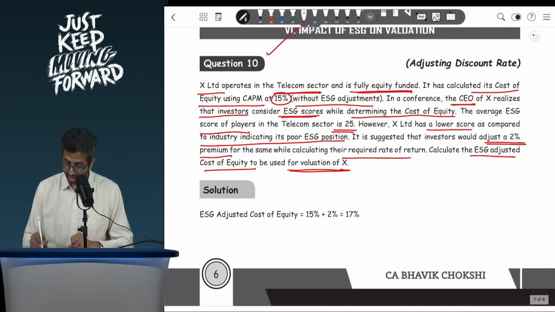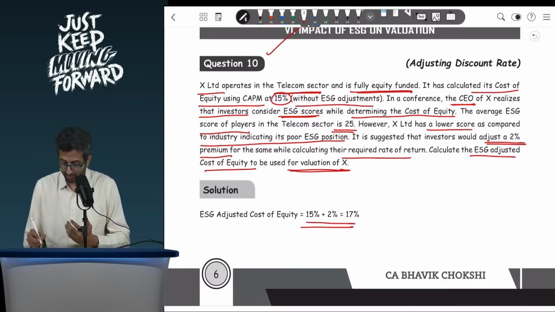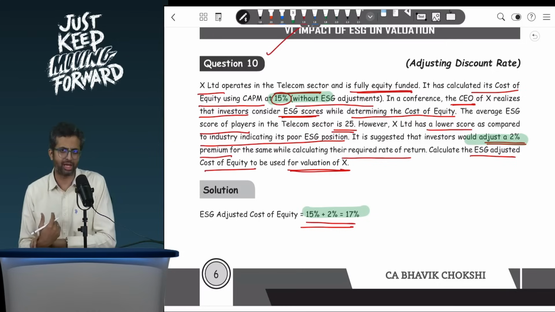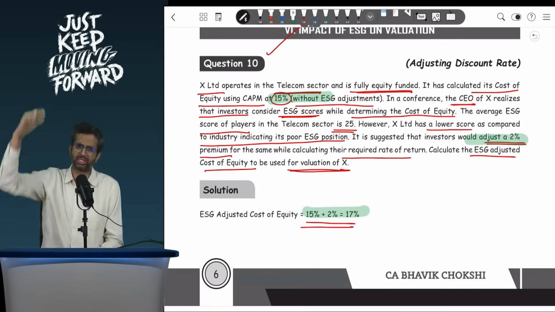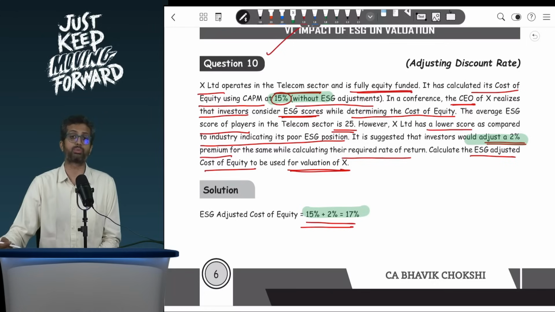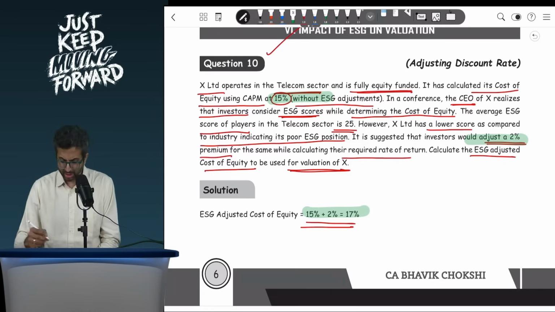So over here, this would be, let us say, 15, which was my regular CAPM based value, plus a 2% premium. So my discount factor will be 17, and hence it will push down my value. If my discount rate is higher, cash flows remain the same, my value will go down. However, if my ESG performance is quite good, then maybe people will be happy even getting a percent less, let us say, than 15%, in which case my value might go up as well. So over here, this is question number 10, adjustment on the discount rate.